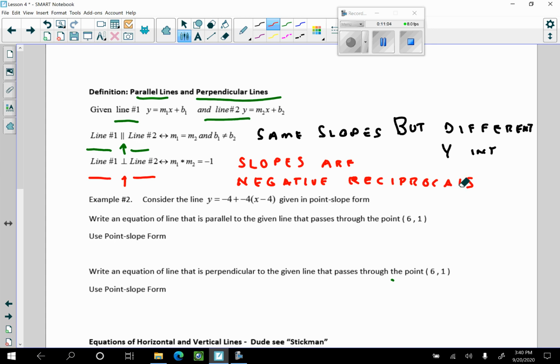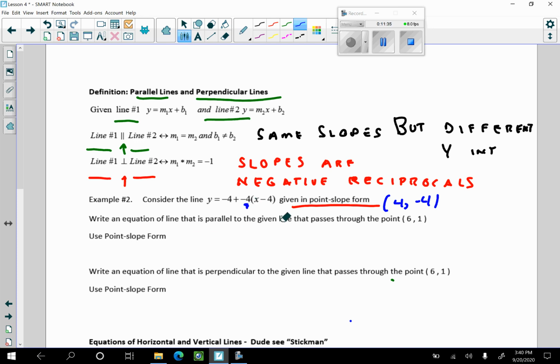And we'll give an example of that, so fear not. So I've got parallel and perpendicular lines. Example number 2. Consider this line, y equals negative 4 plus negative 4 times x minus 4, given in point-slope form. Okay, a lot of negative forms going on here. So keep in mind this line goes through the point (4, negative 4). Here's your x minus x sub 1 and y sub 1 right there, and the slope of negative 4. So this thing has a slope of negative 4.